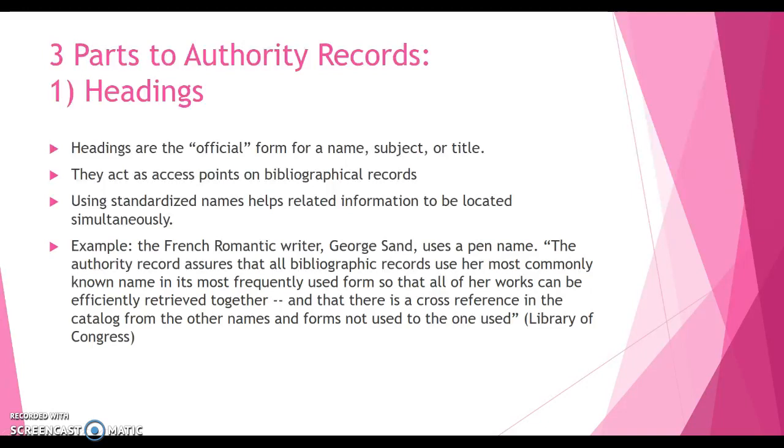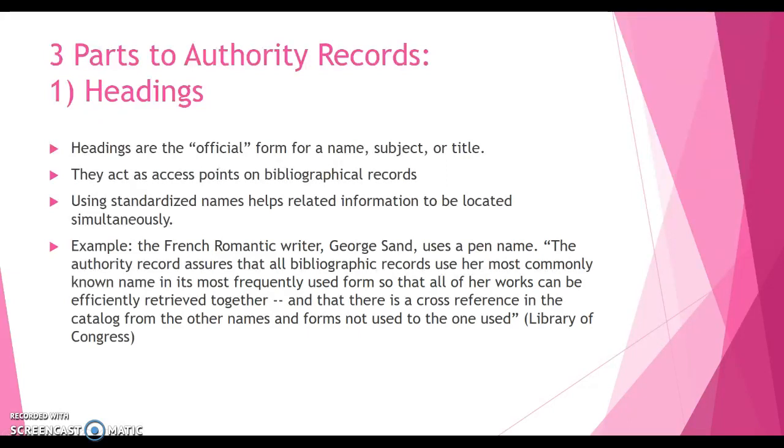The headings are the official form for a name, a keyword, a subject, a title. They act as access points on bibliographic records. So they're the term that you might use to search for a given book or item, what have you. Using standardized names helps related information to be located simultaneously.